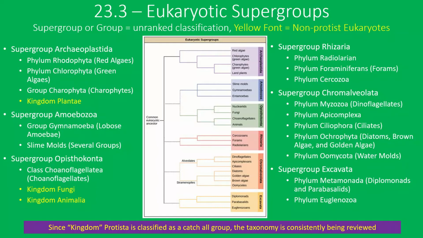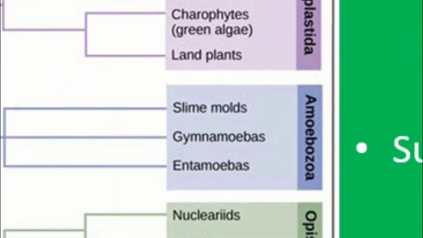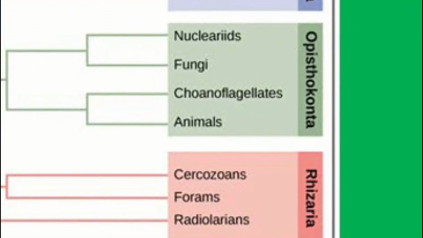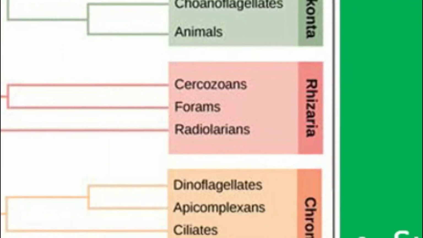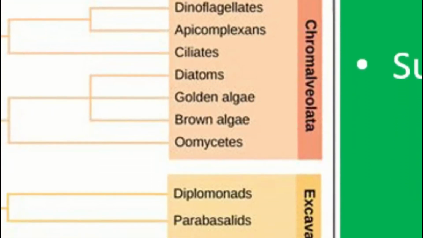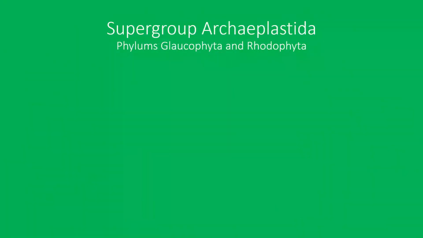So the six groups are Supergroup Archaeplastida, Supergroup Amoebozoa, Supergroup Opisthokonta, Supergroup Rhizaria, Supergroup Chromoalveolata, and finally Supergroup Excavata. Let's get started with Supergroup Archaeplastida.